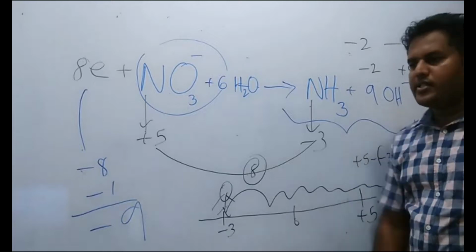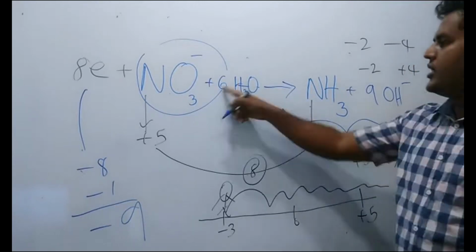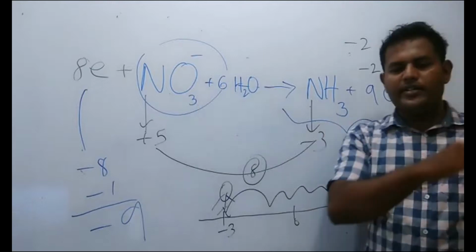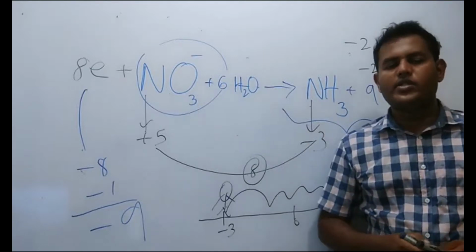Check the oxygens. 9 oxygens. Yes, 6 oxygens plus 3 oxygens, 9. Either sides of the equation, we have 9 oxygens. It's balanced.